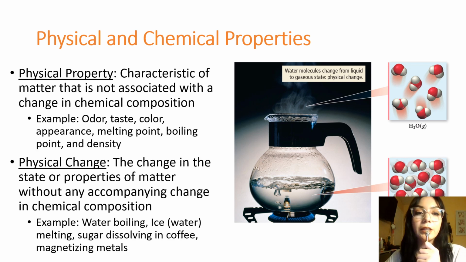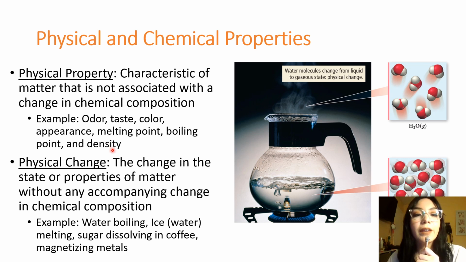So now that we have a better idea of matter, how we classify matter and what atoms and molecules are, we can actually start to describe the properties, so both the physical and the chemical properties of substances. So physical properties have to do with anything that is not affected by its chemical composition. So for example, things like odor, how it smells, how it tastes, the color of it, how it looks, melting point, boiling point, and density. So these are things all associated with the substance itself, but not necessarily what makes it up chemically, so what atoms and what elements it has inside of it.